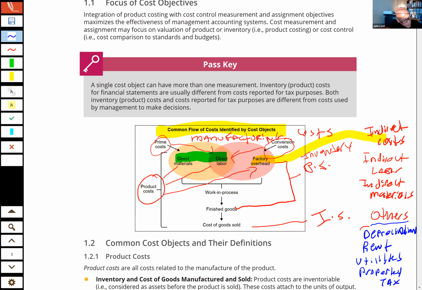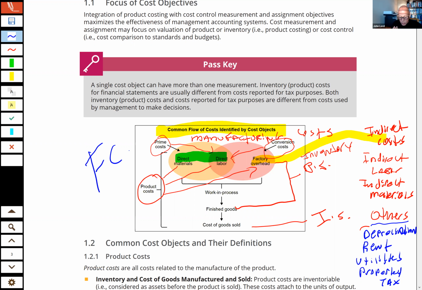So as you look at this, guys, and you can flashcard this picture, we have different terminology to describe the same thing. We have our manufacturing costs, also known as product costs. What are our manufacturing or product costs? Direct labor, direct materials, and then indirect costs, which is our overhead, right?